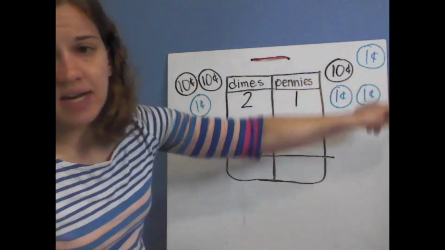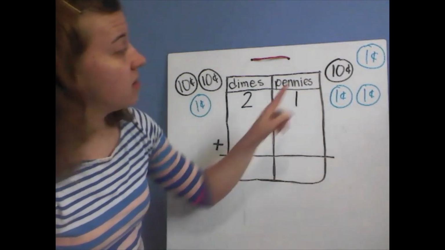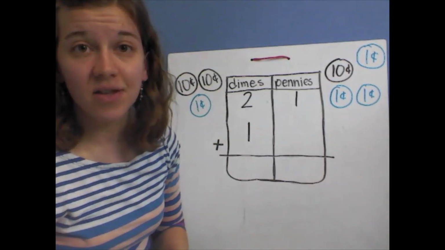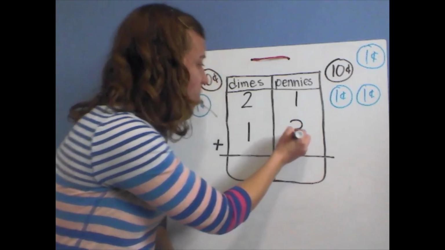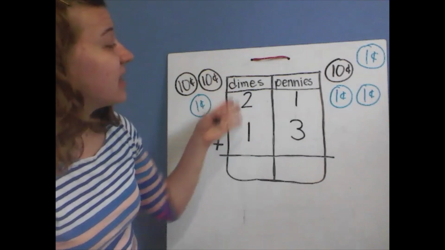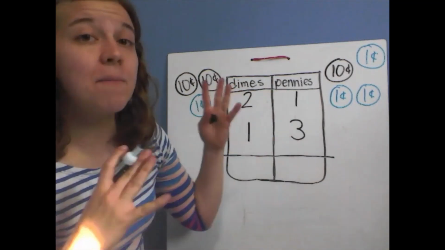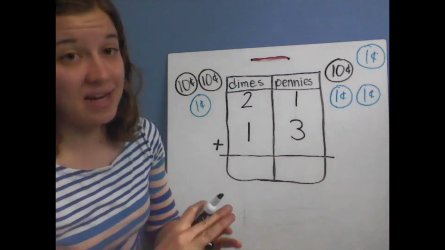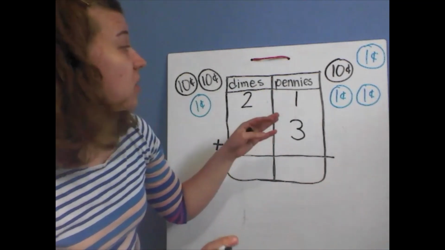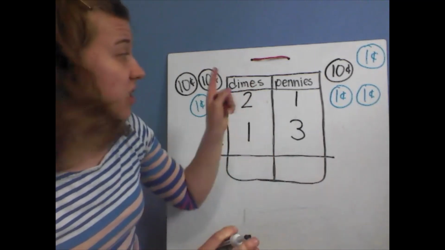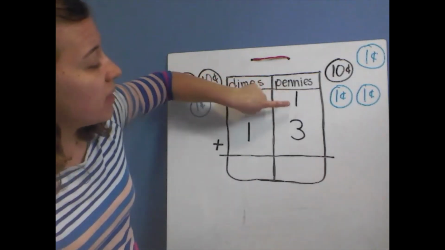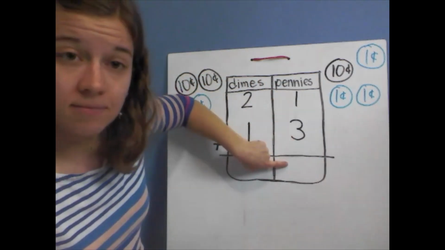All right, so we have 2 dimes, 1 penny. And then over here, how many dimes do we have? 1 dime. And then how many pennies? 3. Very good. So we have 1 dime and 3 pennies. So first we're going to add these together. Now when you're adding money, you start with the pennies, just like we start with ones when we're adding 2-digit numbers together. So let's look at the penny side. Ignore the dimes. So 1 plus 3 equals 4.